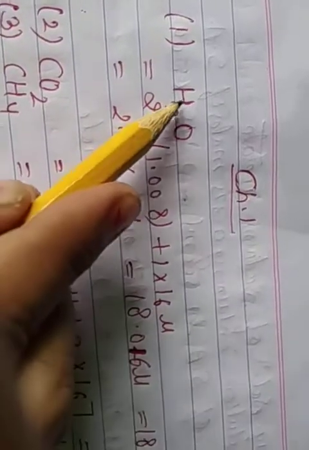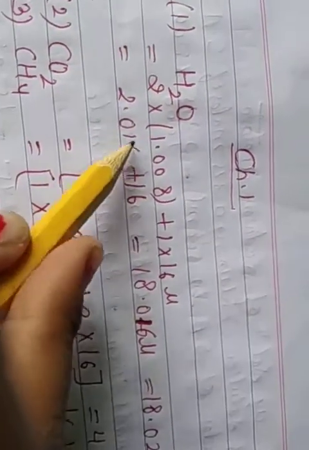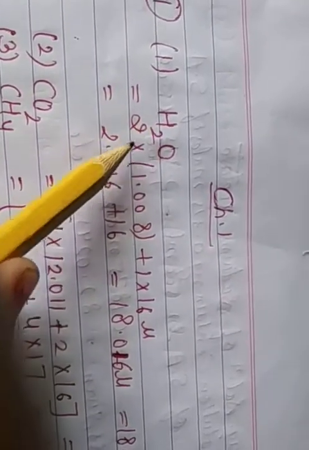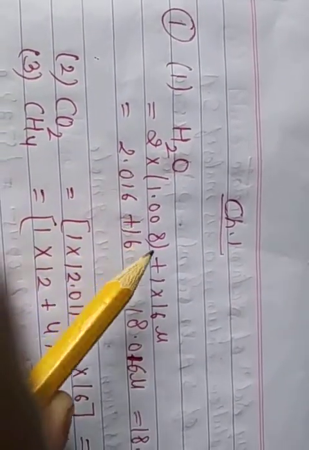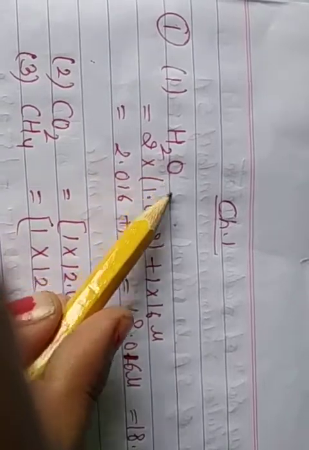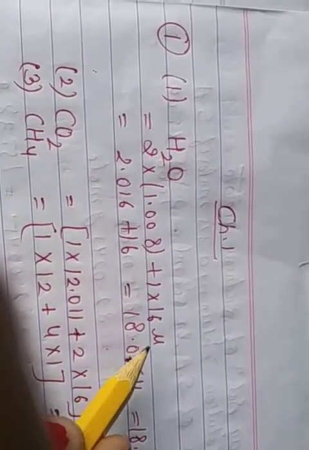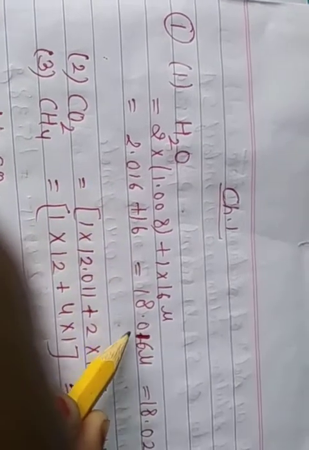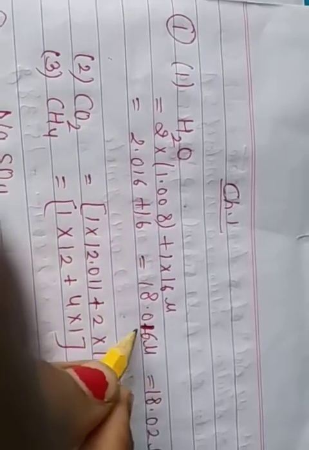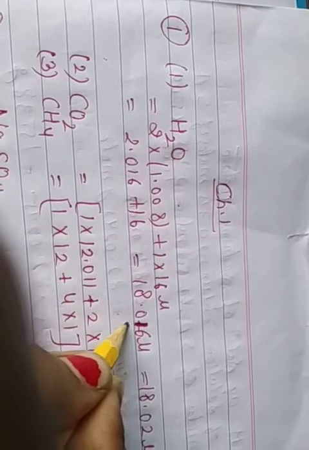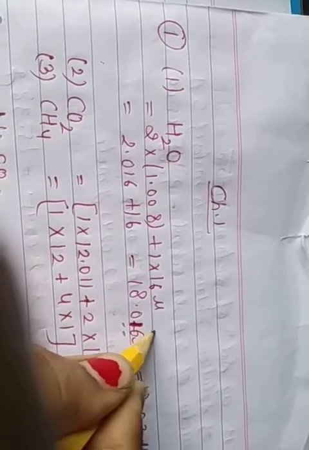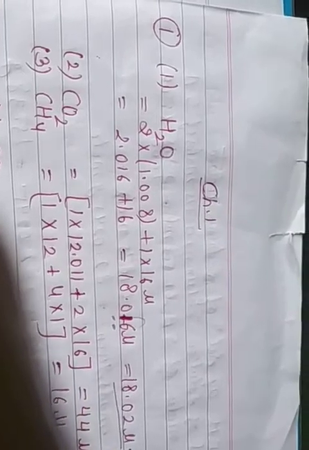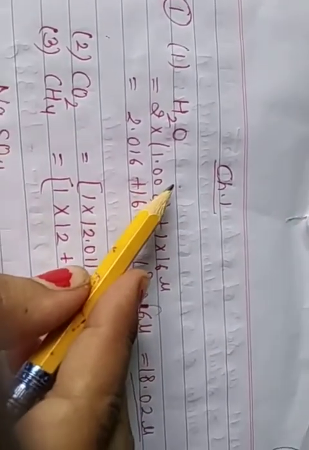For water, the atomic mass of hydrogen you already know is about 1.008, and here 2 hydrogen are given. So 2 multiplied by 1.008 plus oxygen 16, so 1 into 16. So calculate 2.016 plus 16, that is 18.016. After 0, after 1 this is more than 5, so 1 increases. So 18.02 u is the actual molar mass of water.